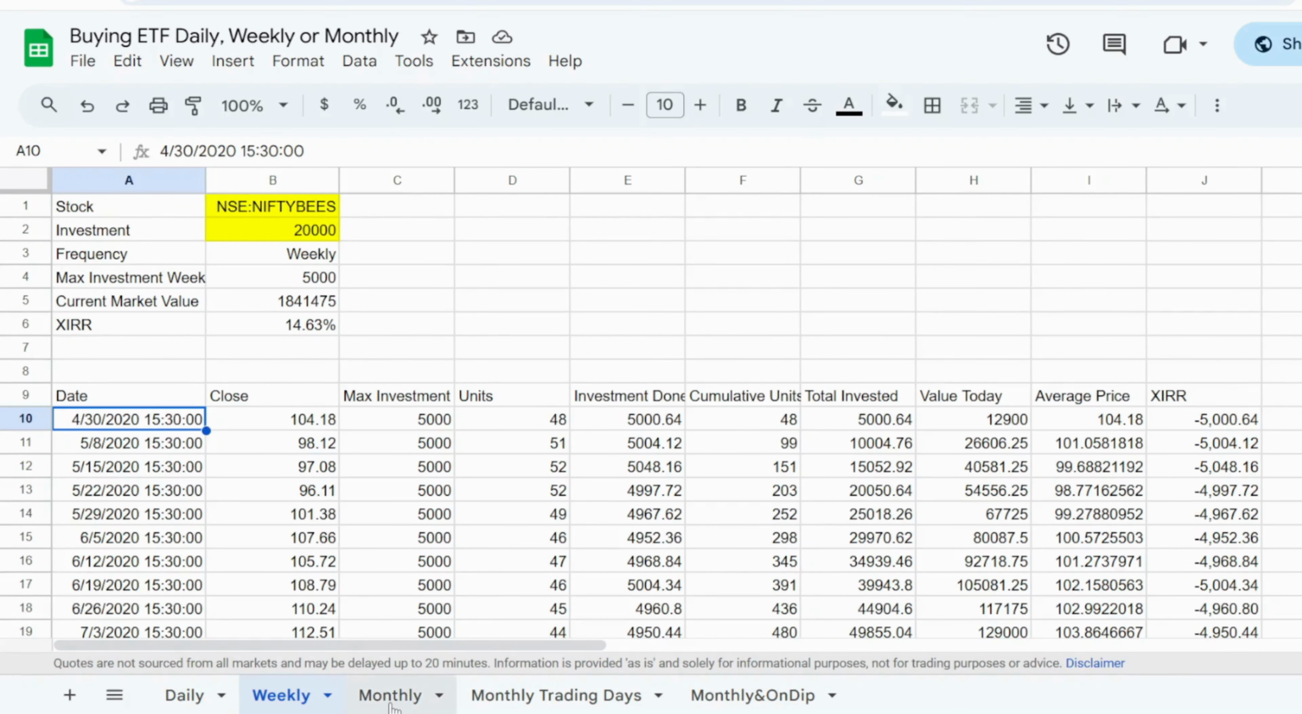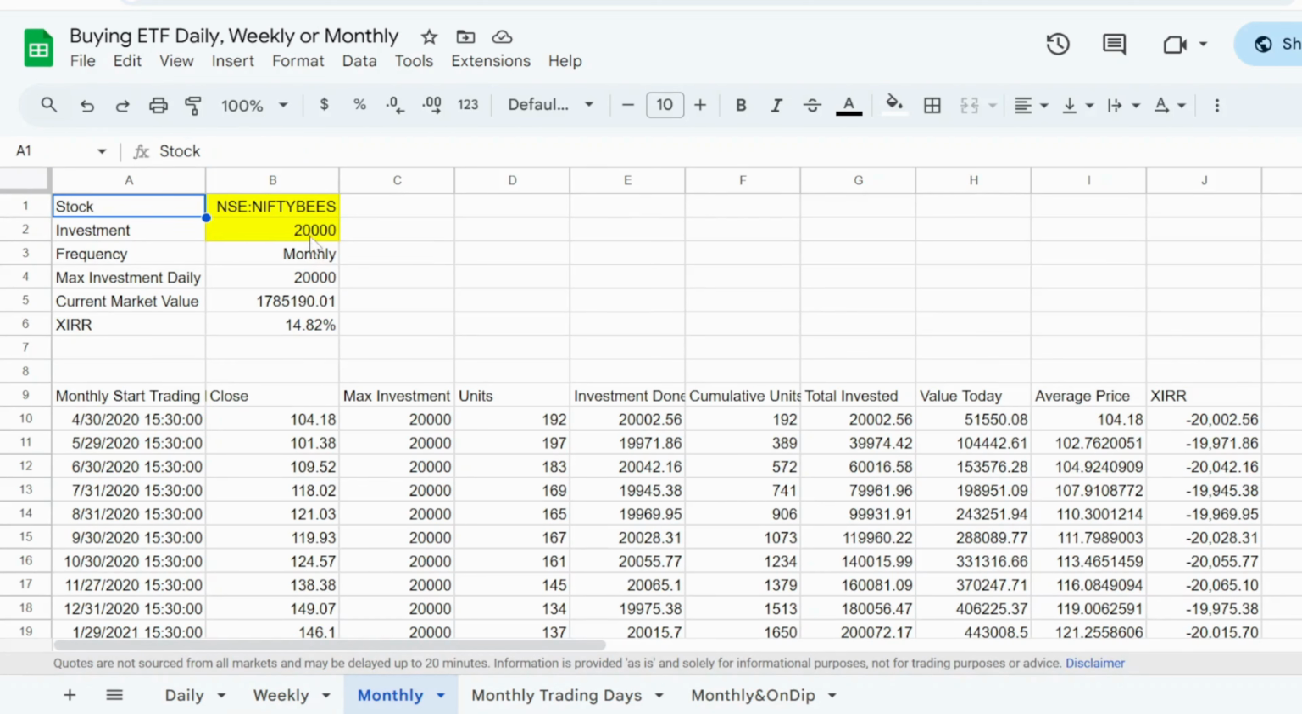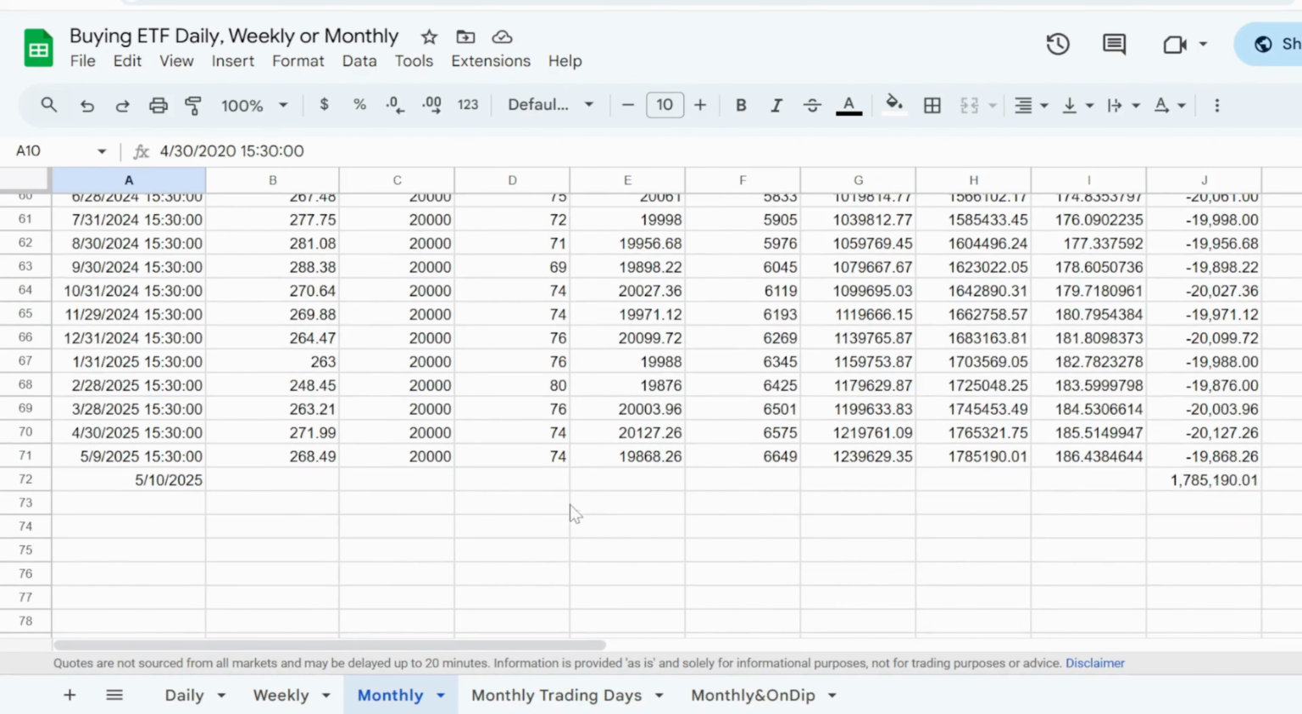Okay, now coming to the monthly. Again, so the investment is 20,000, frequency is monthly. So max investment, again this is monthly. So the max investment monthly is 20,000. Again, we have taken from 30 April 2020, and every month last day we are investing. So as you can see that on 30th April 2020, if we have invested 20,000, the value would be 51,550. Similarly, we have calculated till yesterday, that is 9/5/2025.